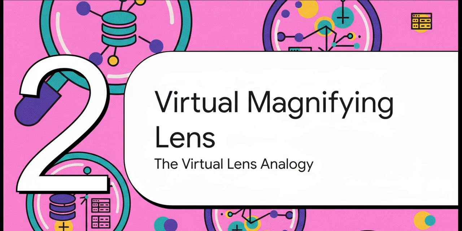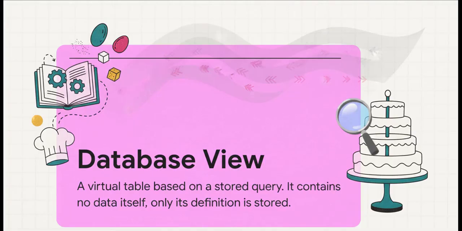So what in the world is a view anyway? The best way to really get it is with a simple but honestly perfect analogy. We're going to think of it as a virtual magnifying lens for looking at our data. So here's the more technical definition. A view is a virtual table. And the key word there, the one I really want you to remember, is virtual. It doesn't actually store any data itself. Nope. Instead, it stores a query, which is just a saved set of instructions.